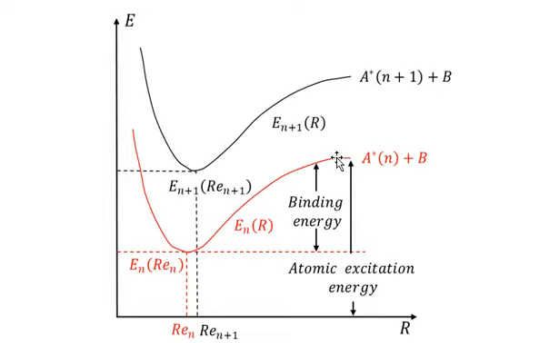So you see that these are the two consecutive Rydberg states of a diatomic molecule in which the atom A is in the excited state and the atom B is in the ground state. And I have shown other relevant quantities also, which are self-explanatory.